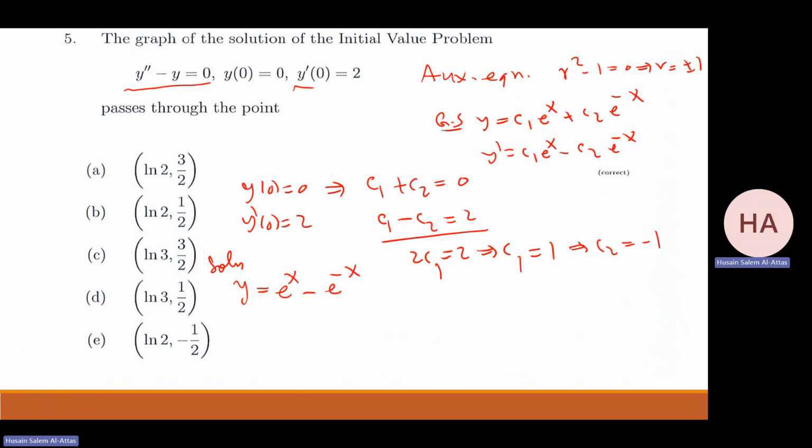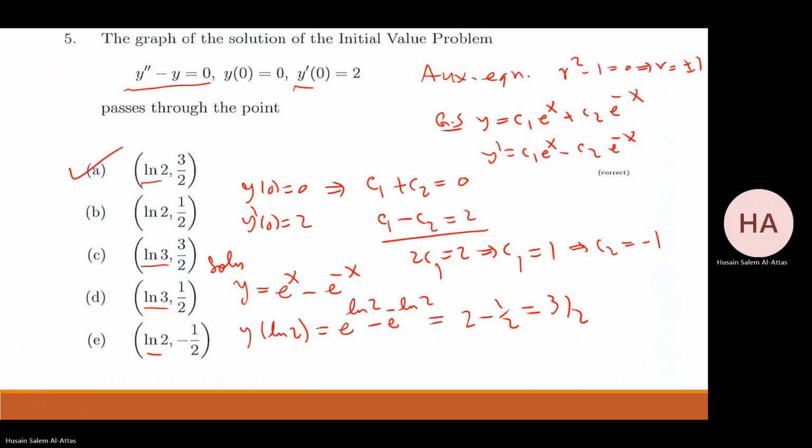Now we need to find for sure ln 2 or ln 3. One of them will do it. Let me start with ln 2. I have e^(ln 2) minus e^(-ln 2), and that will be 2 minus half, which is 3 over 2. So this is the correct answer. This is wrong. This is wrong.